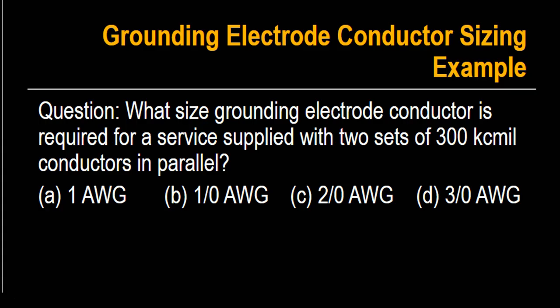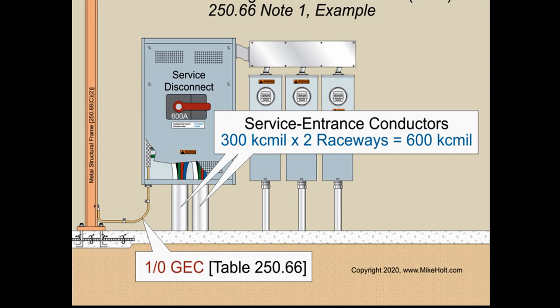And grounding electrode conductors. What size grounding electrode conductor is required for a service supplied with two sets of 300 kcmil conductors in parallel? That's going to be taken from 250.66, which I'll jump over there real quick. 250.66 in your code book.